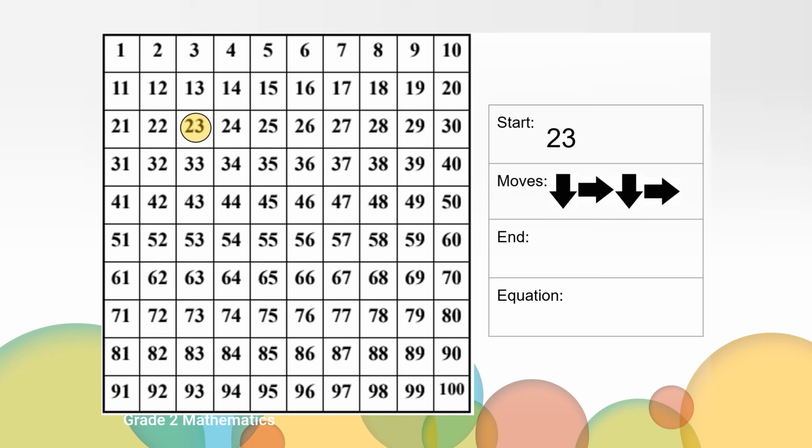Okay, here's our first round of hundreds board magic. I started at the number 23. I went down, then right, then down, then right. What number did I land on?